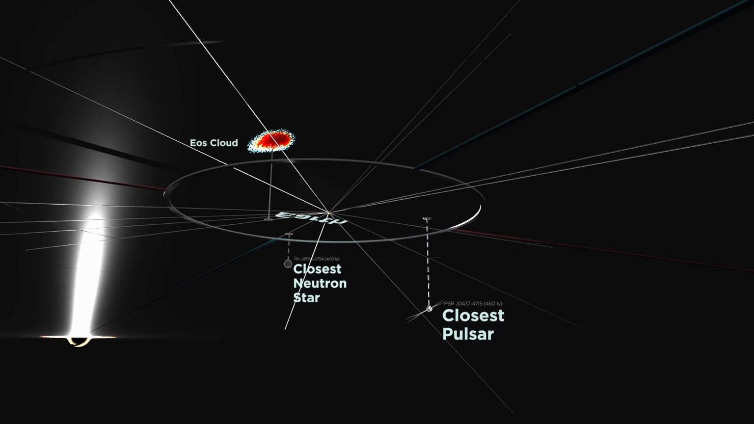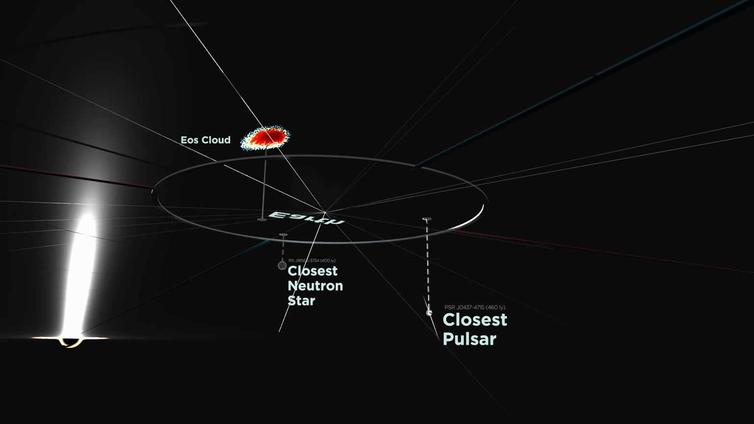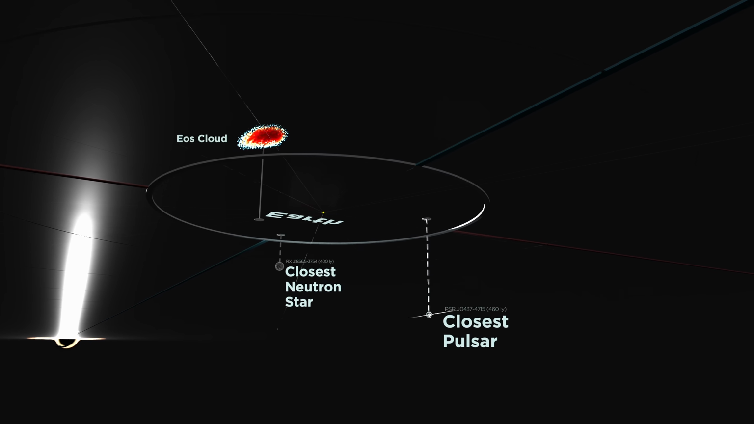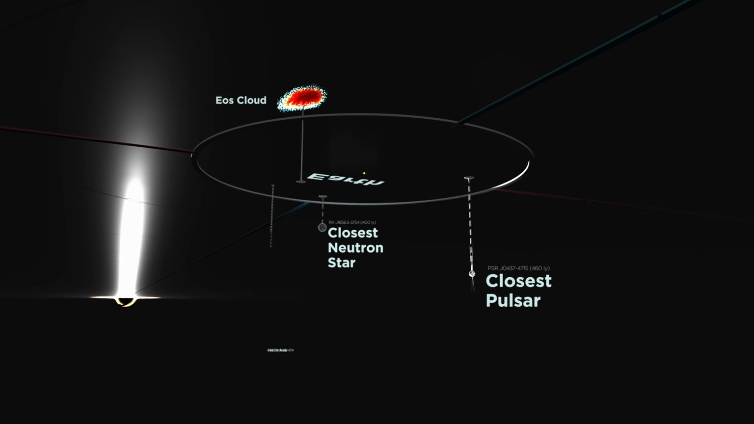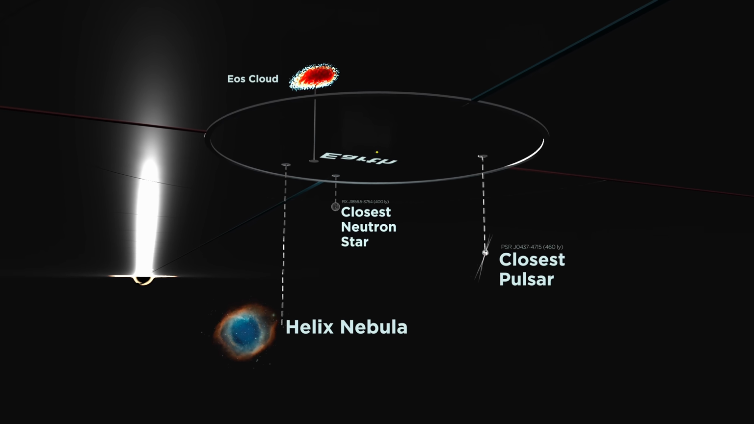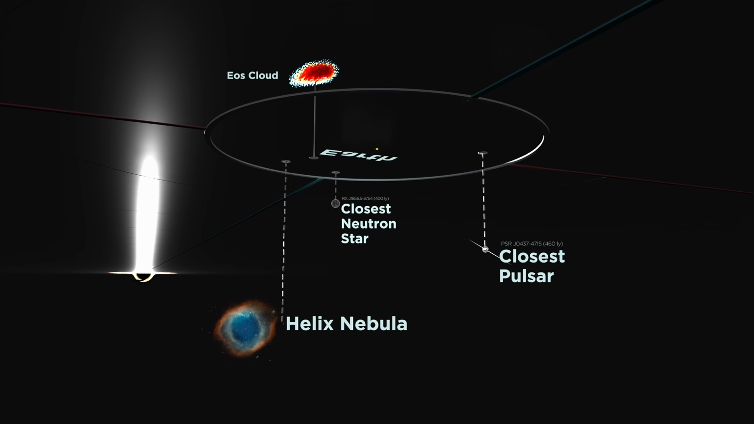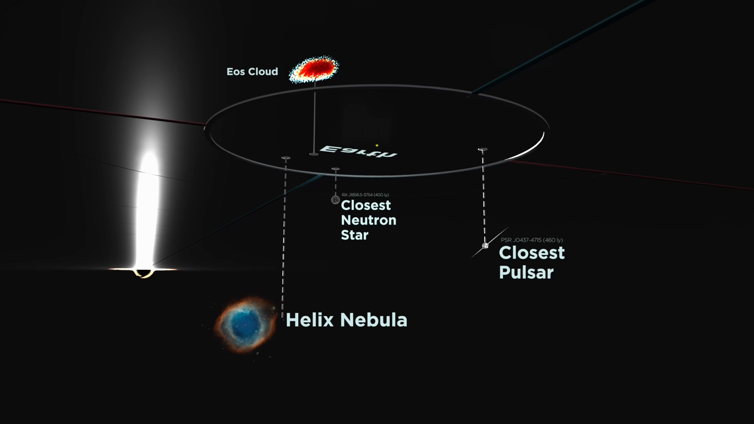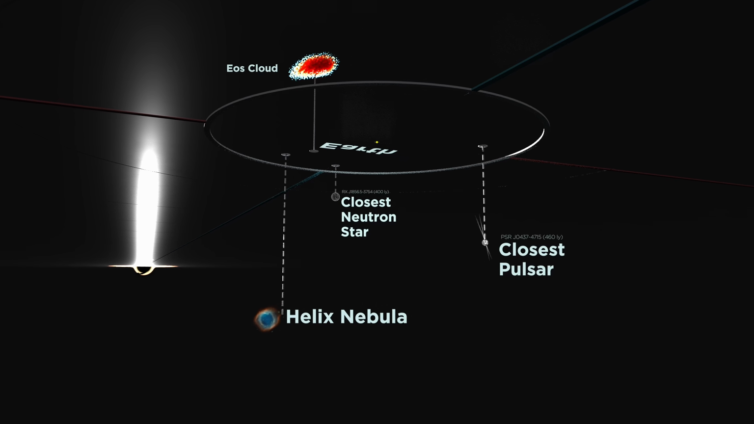But now let's look at some of the famous nearby nebulae. The closest nebula to Earth is the Helix Nebula, sometimes called the Eye of Sauron because it looks like an eye. It's about 650 light years away, and it's quite small, just under 6 light years across, so I have to scale it up so we can see it from this distance.